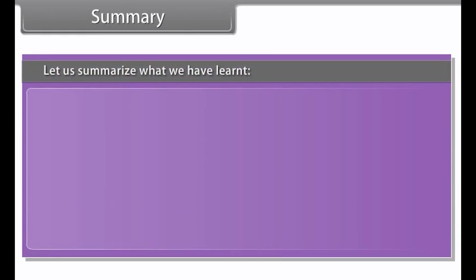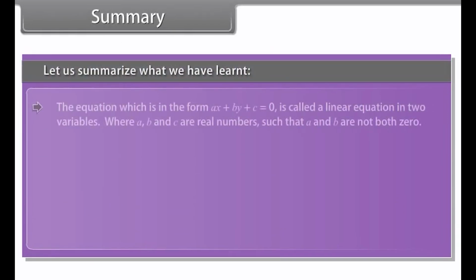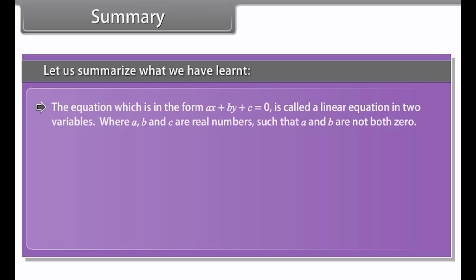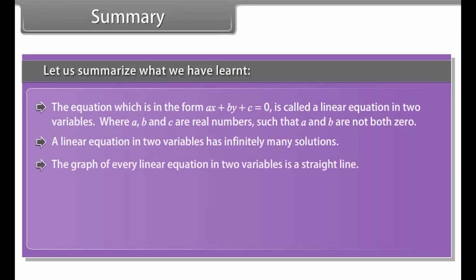Let us summarize what we have learned. The equation which is in the form ax plus by plus c is equal to 0 is called a linear equation in 2 variables, where a, b and c are real numbers such that a and b are not both 0. A linear equation in 2 variables has infinitely many solutions. The graph of every linear equation in two variables is a straight line.